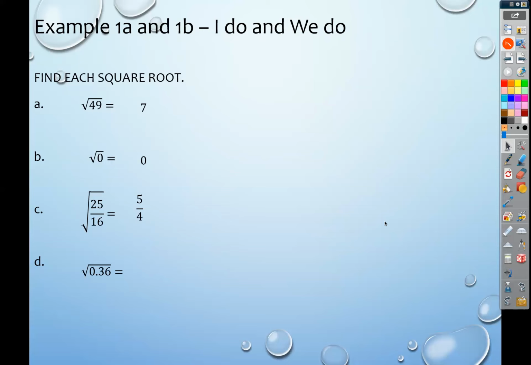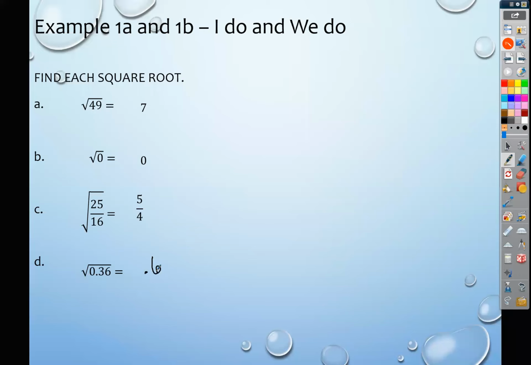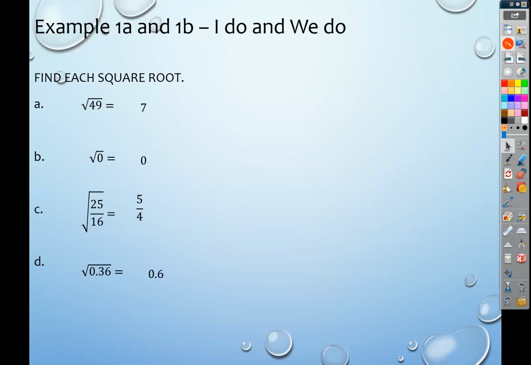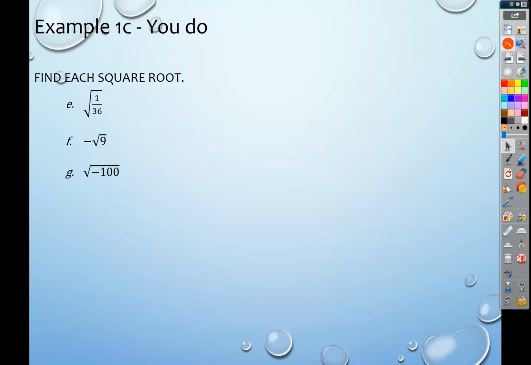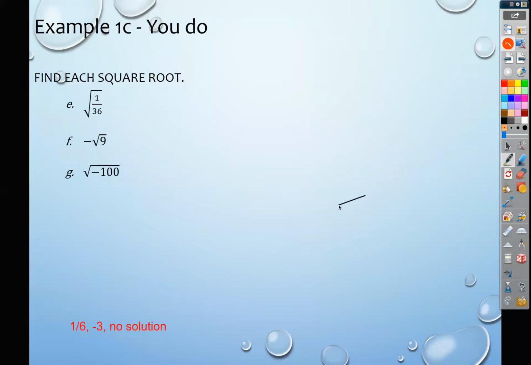Okay, when you have a decimal, the square root of 36 is 6, so you would say it's 0.6 because 0.6 times 0.6 is 0.36. So you try these, go ahead. And you should have gotten 1/6, negative 3, and G is no solution because it has a negative underneath the radical sign.